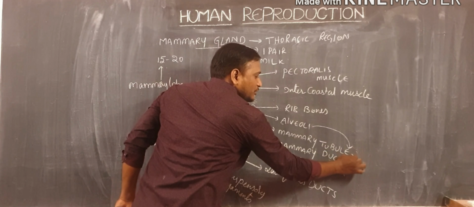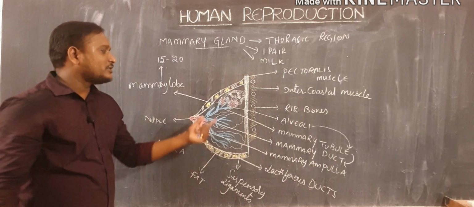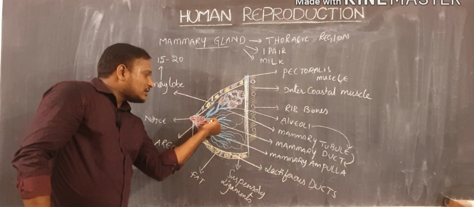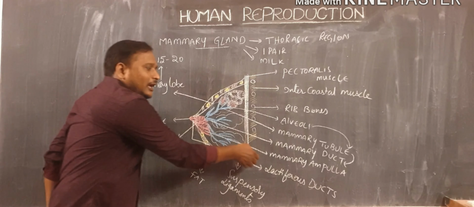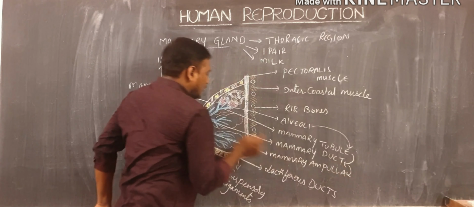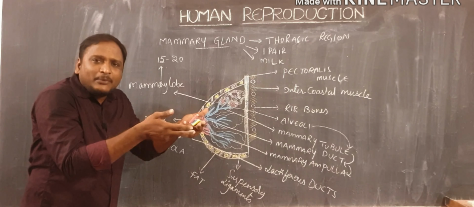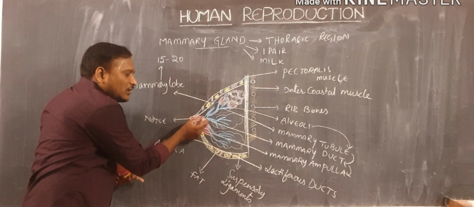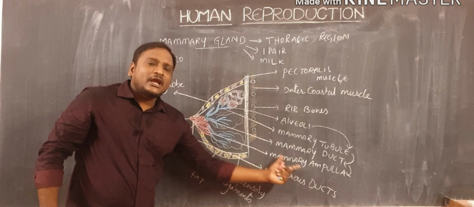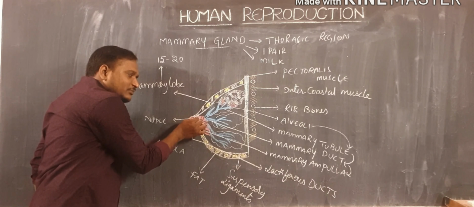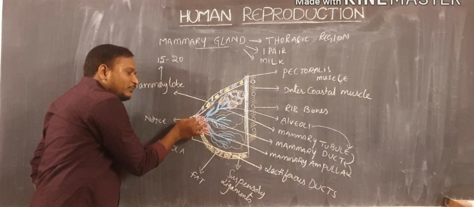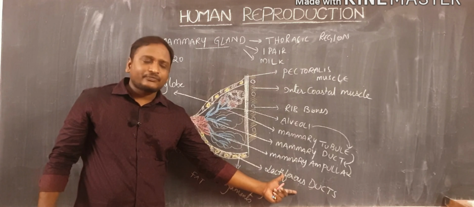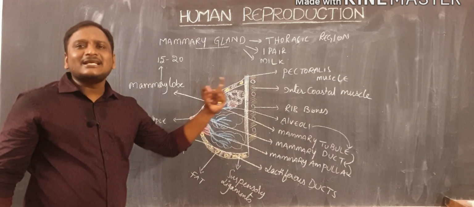Then a number of mammary tubules gather and form one large tube-like structure, the mammary duct. Then the mammary ducts open into the mammary ampulla, one wide portion. And that mammary ampulla releases milk to the outside with the help of a small tube-like structure called the lactiferous duct. So, how is the milk released outside?